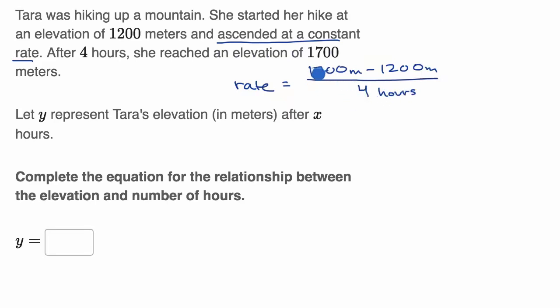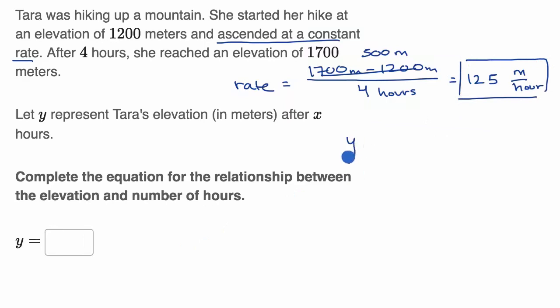So her constant rate, in the numerator here, 1,700 minus 1,200, is 500 meters. She's able to go up 500 meters in 4 hours. If we divide 500 by 4, this is 125 meters per hour. And so we could use this now to think about what our equation would be.